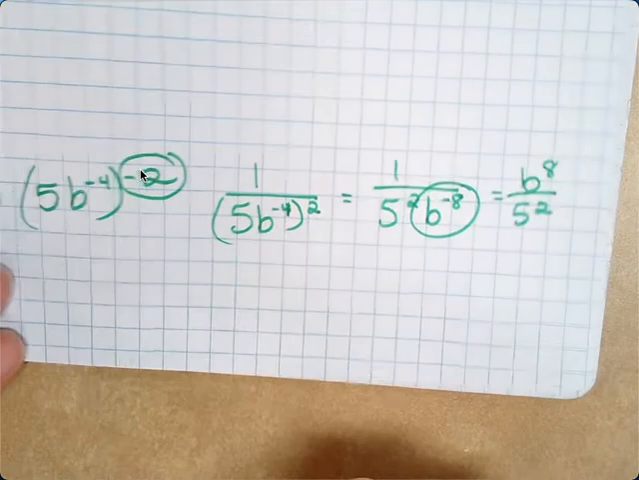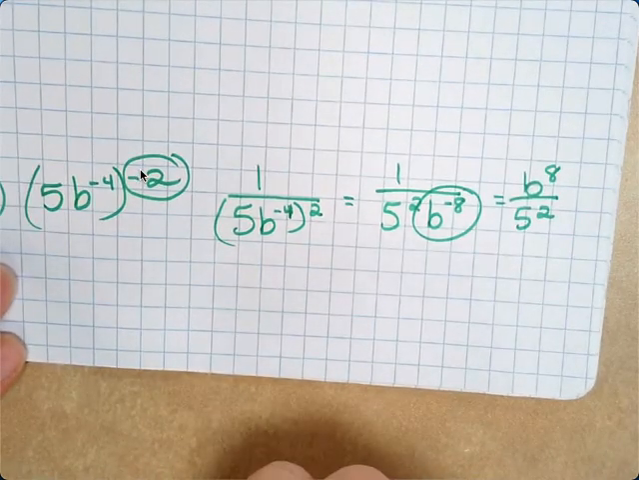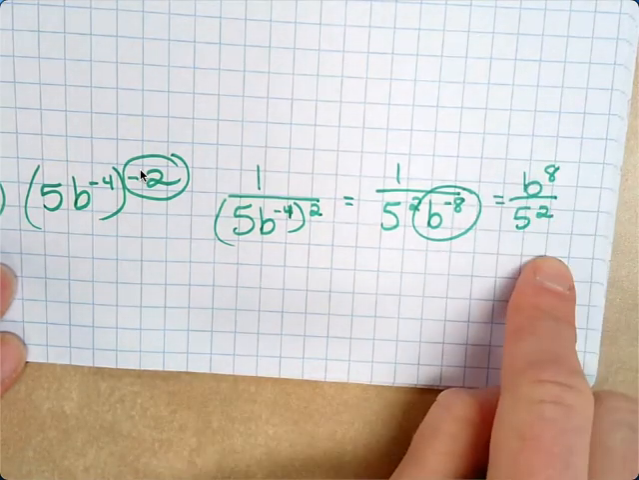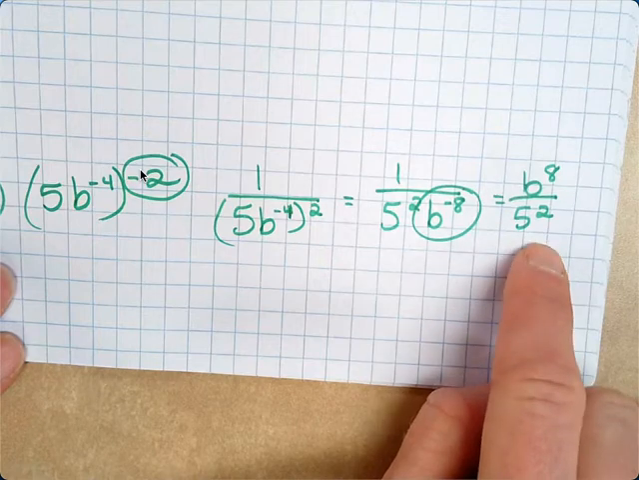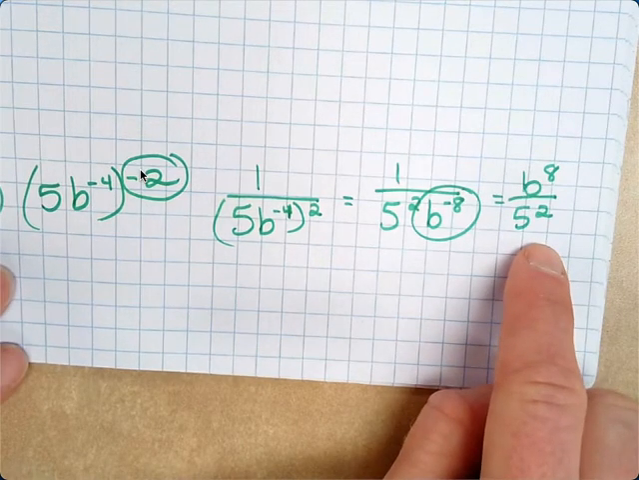You could have done it differently. Do y'all want to see it differently, or do you just want to do it just like this? Because I know sometimes that confuses people. b to the 8 over 5 squared, which would be b to the 8 over 25.